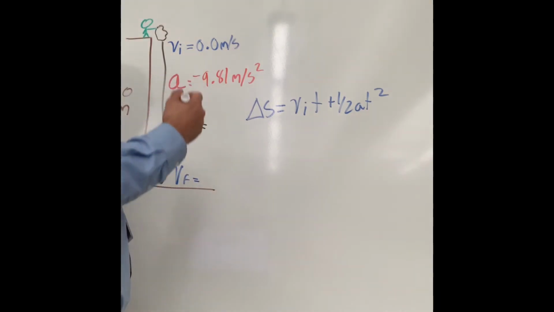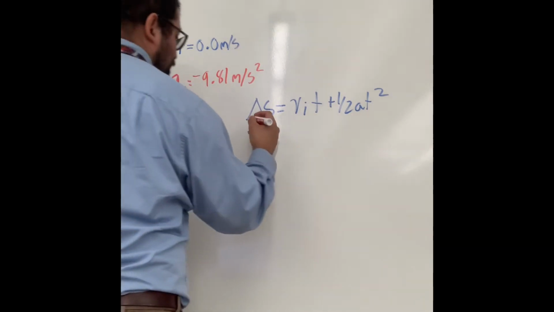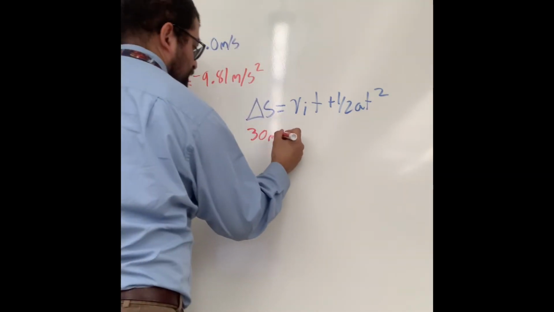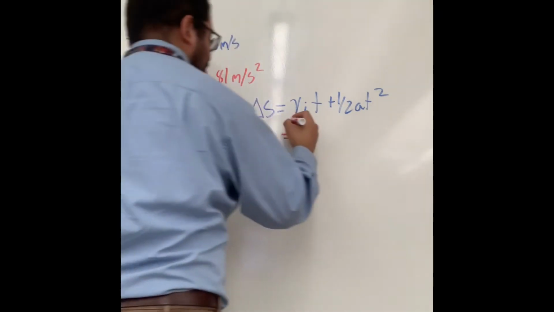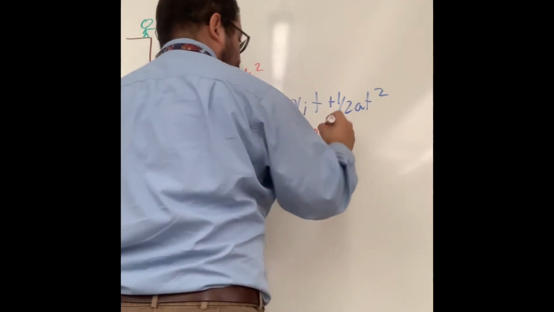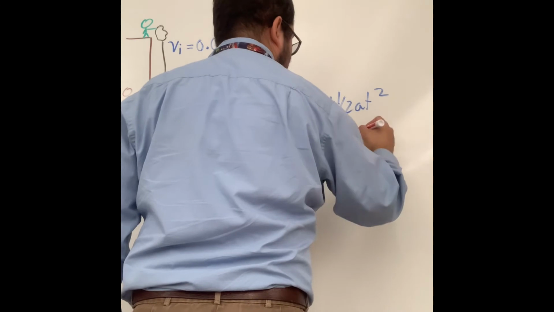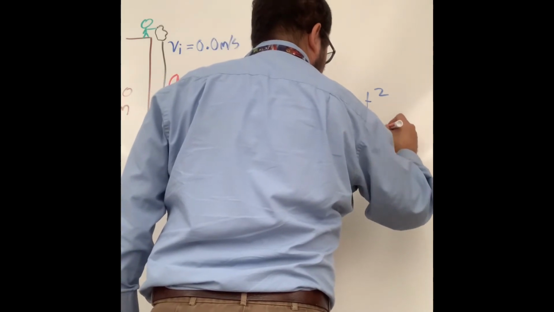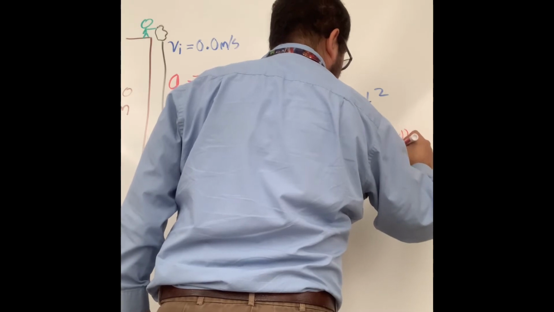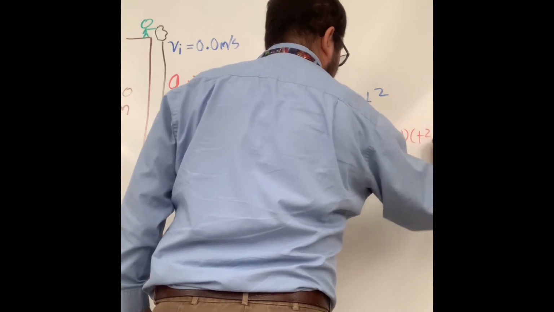So we know our delta S. Our delta S is 30 meters, because that's how high our cliff is. We know our initial velocity is 0.0 meters per second. We don't know our time, that's what we're looking for. We do know our acceleration of negative 9.81 meters per second squared, and we're looking for t squared.